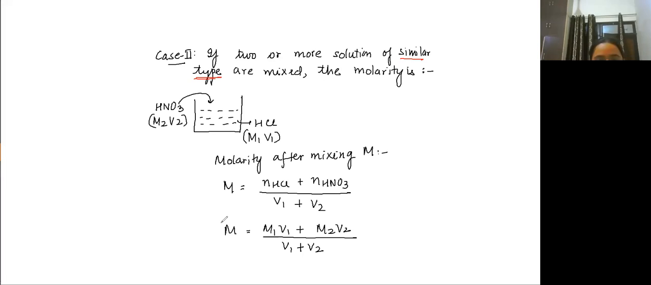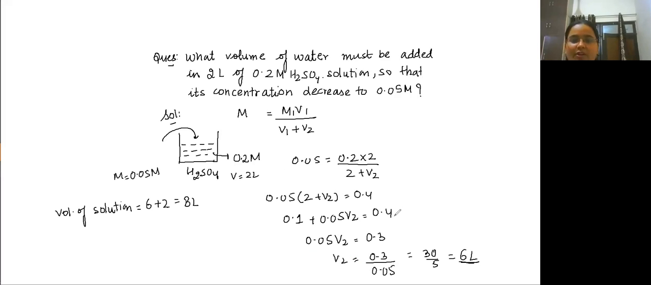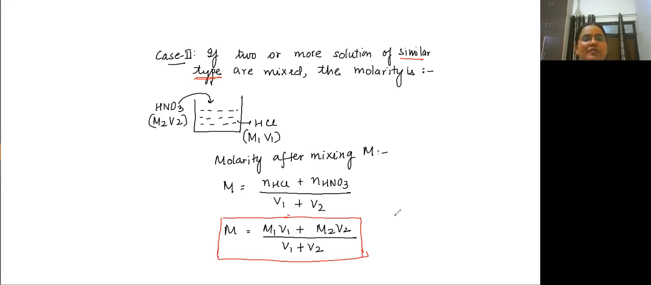In the first case, the same equation is there in dilution, but we are not adding the M2V2 term. Can you tell me why? In the first case, you are adding only volume. You are not adding any moles. Clear?